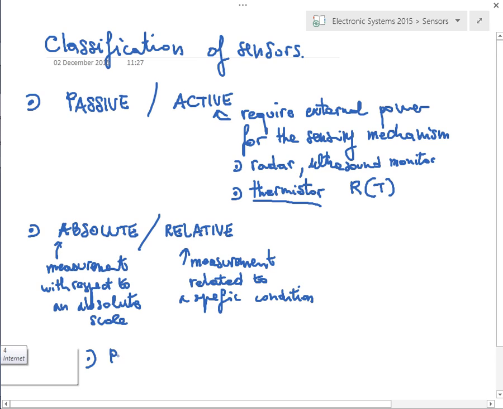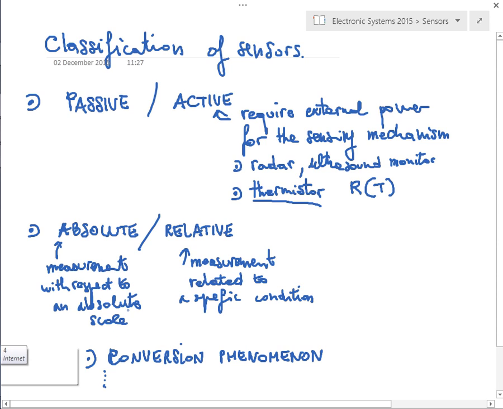Then another classification is with respect to the conversion phenomena. What is the type of energy conversion that we are exploiting? Conversion phenomenon, let's say the singular. Phenomenon is the singular and phenomena is the plural. Okay. Then there are many other different types of distinction, but these are probably the most important ones.